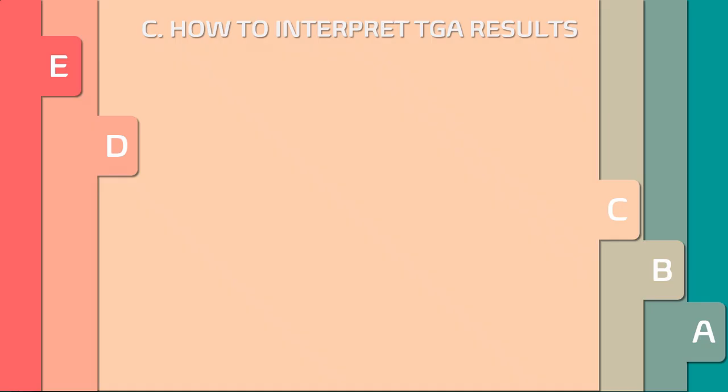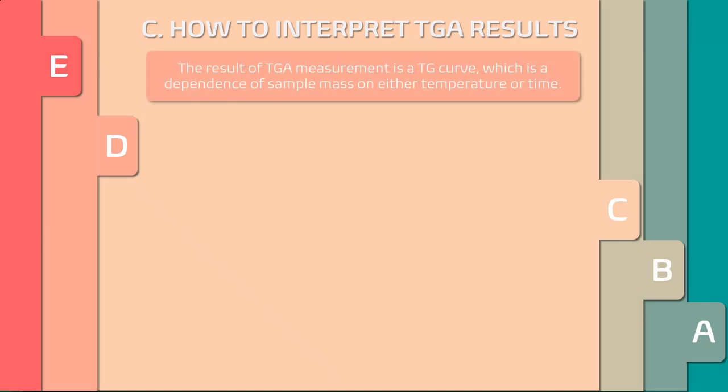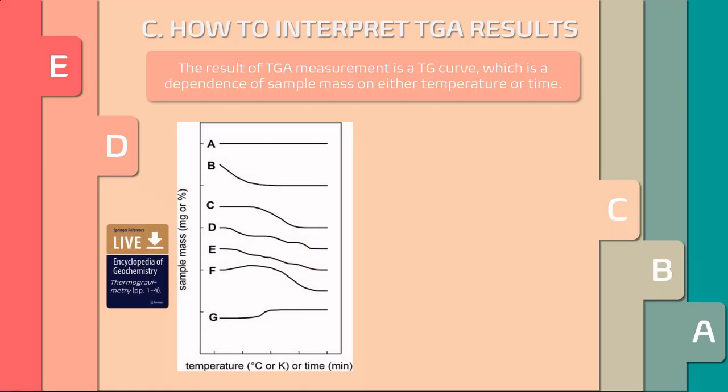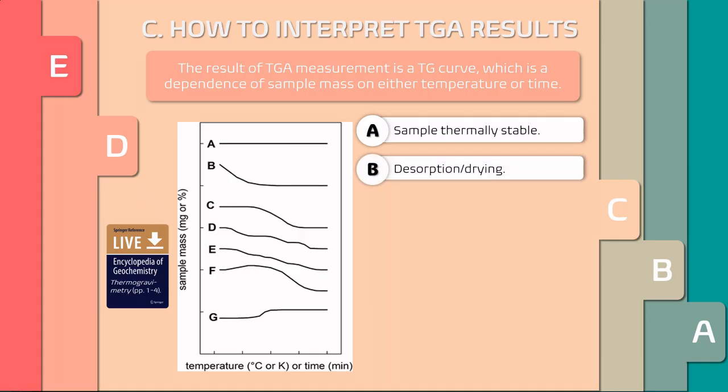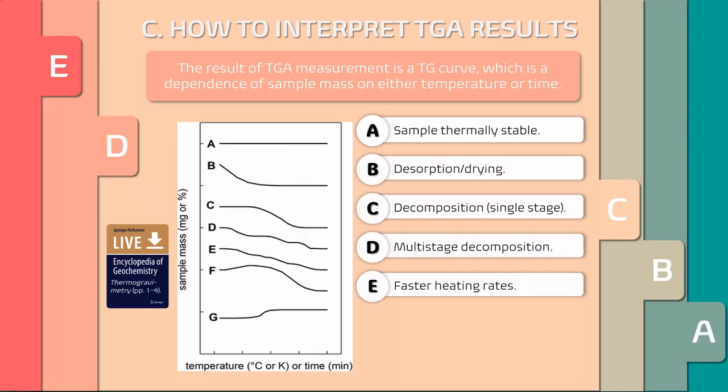In terms of results, we expect to obtain a TG curve where sample mass is plotted on the y-axis and temperature or time on the x-axis. The shape of curve A represents a thermally stable sample. B is normally due to desorption or drying. The decomposition usually has the shape of curve C for a simple one, or curves D and E when different decomposition steps are happening. The heating rate can affect the shape, see curve E, which can also be due to the presence of intermediates of the substance in the decomposition.